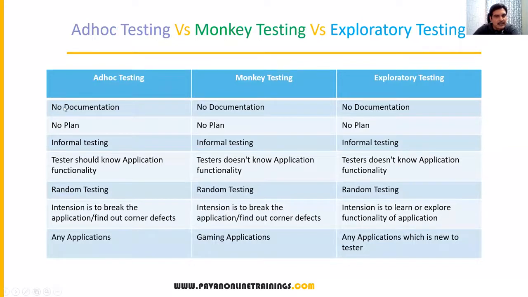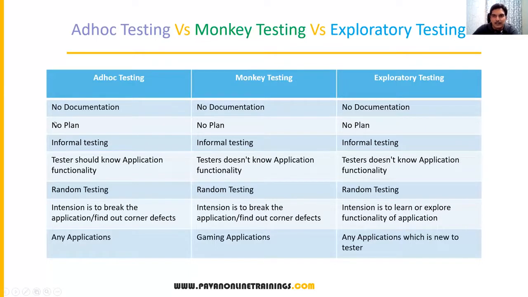In ad hoc testing, no documentation. Even monkey testing is also no documentation. Exploratory testing also has no documentation. No documentation in the sense what? We don't have test cases. We don't know the scenarios. We don't have any FRS document. Nothing is available. But in all three cases, the application is available. Our software is available, but there is no documentation. So in ad hoc testing, monkey testing, and exploratory testing, in these three types of testing, there is no documentation.